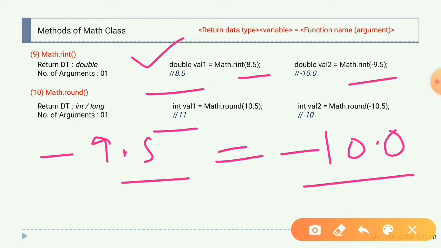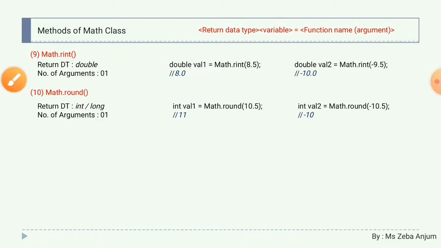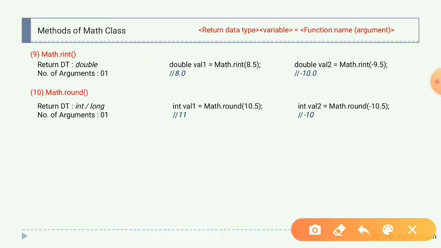But please remember, again I am repeating the thing, that this condition is only valid if you are getting this 0.5 or more at your right hand side, means after the decimal. If you are getting the number 0.5 or more than 0.5, then only this condition will be applied. And if this one is your minus 9.2, then you will be getting what? Minus 9.0 as an answer.